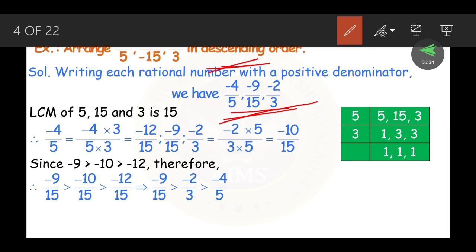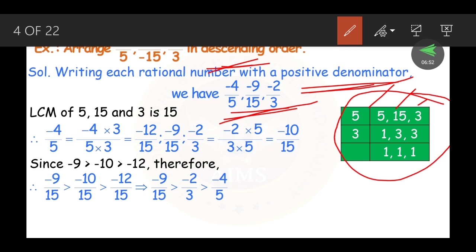We have first written the fractions with positive denominators. The minus symbol we have kept upside. Then what are the denominators here? 5, 15, 3. For the 3 denominators, we have to take the LCM. So what is the common factor here? 5. 5 ones are 5, 5 threes are 15. 3 will be like that only. Next we will do prime factorization with 3. 3 ones are 3, 3 ones are 3, 3 ones are 3. So here, downside we will write 1 only.